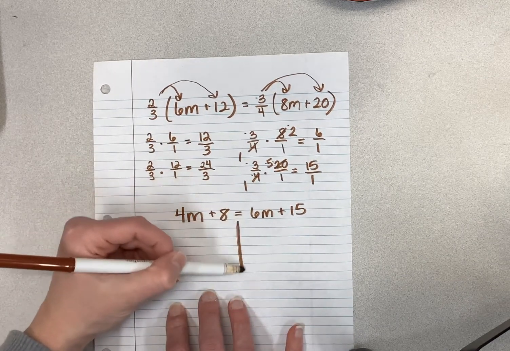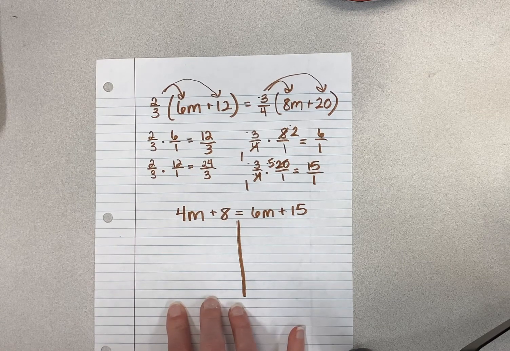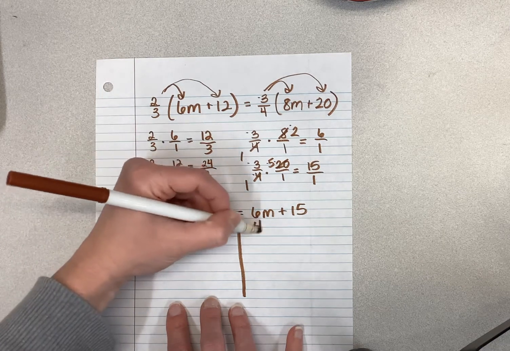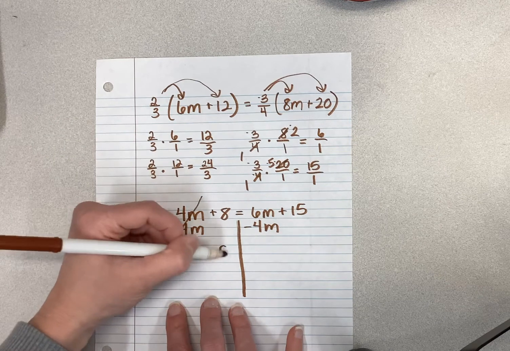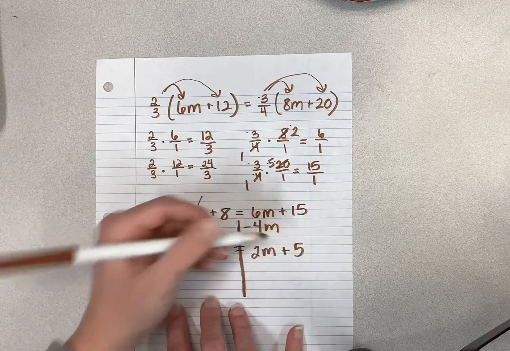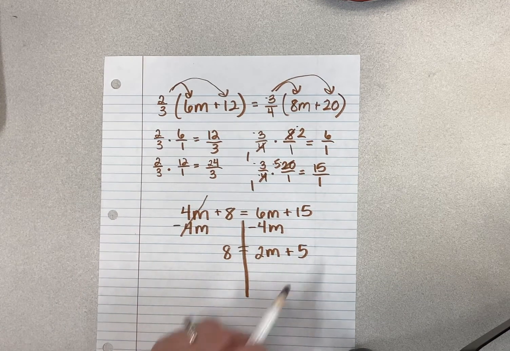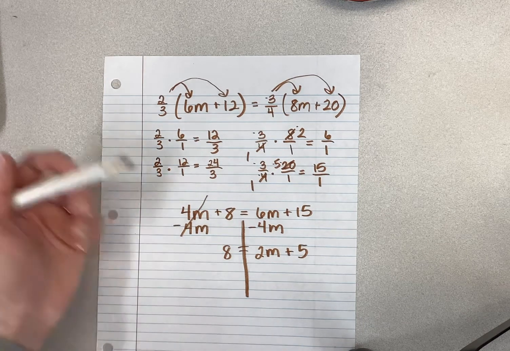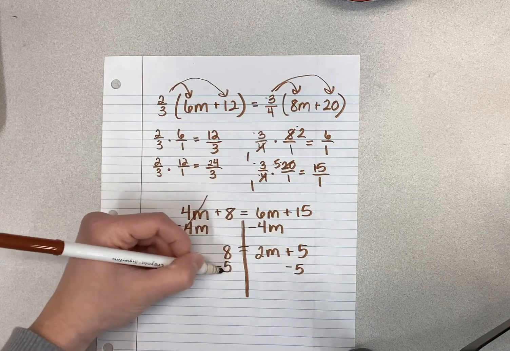My preference is always to move the smallest variable first, which in this case is 4m. To move a positive 4m, I'm going to subtract it from both sides. That leaves us with 8 equals 2m plus 5. From here, all of my variables are together on the right, so I need to get rid of my constants on the right so that they're all together on the left. To get rid of a plus 5, I'm going to minus 5 from both sides.